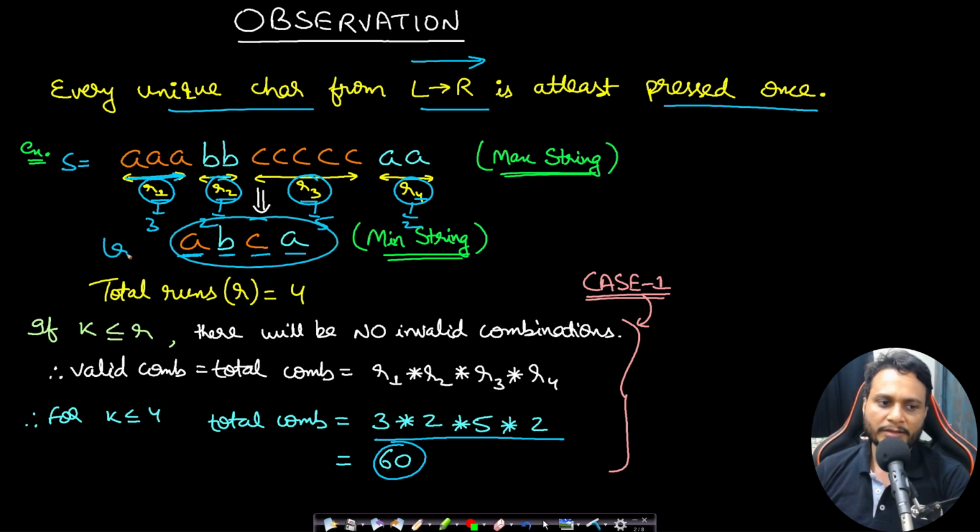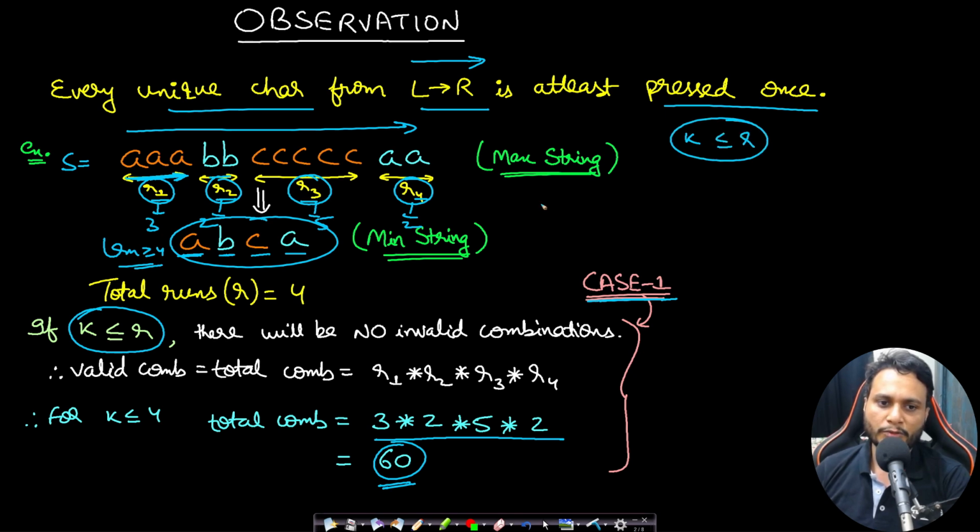The length can be greater than equals to 4, right? Of minimum length 4, where from each of the runs at least one character is included and the sequence is maintained in the same order, right? So the count will be equals to 60. This is case number 1, where the question is asking about a given value k, which is less than equals to the total number of runs. Here the total number of runs are equals to 4 runs.